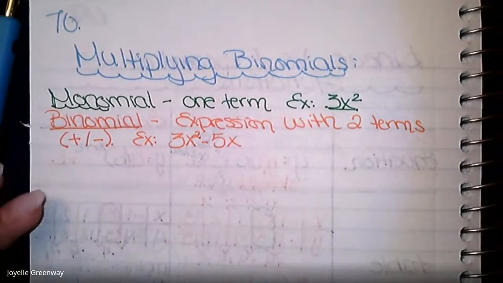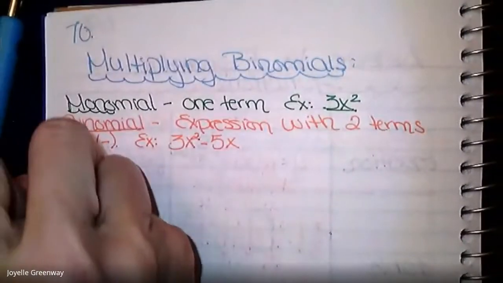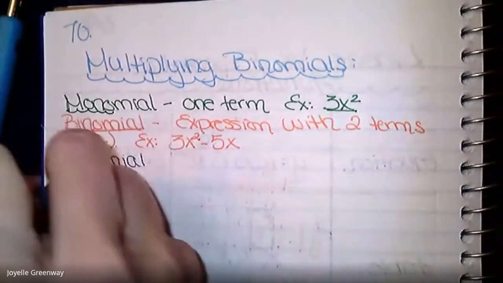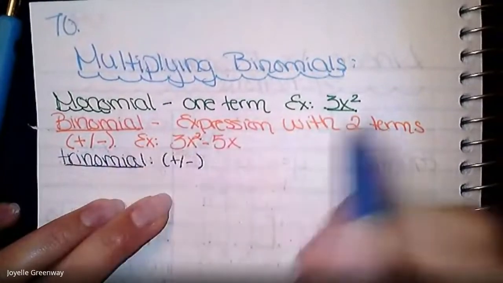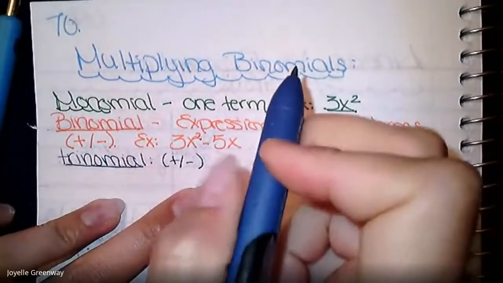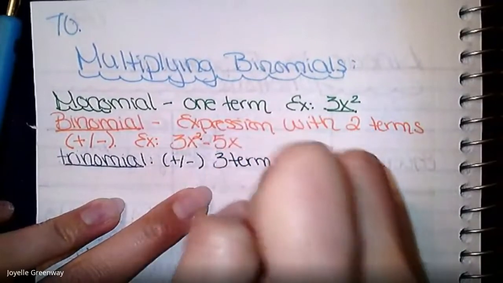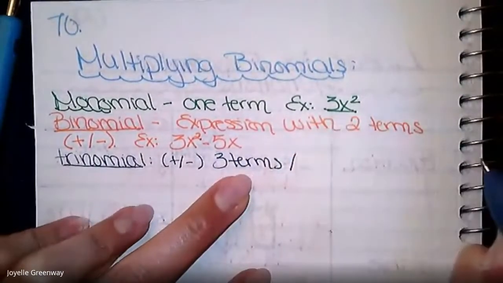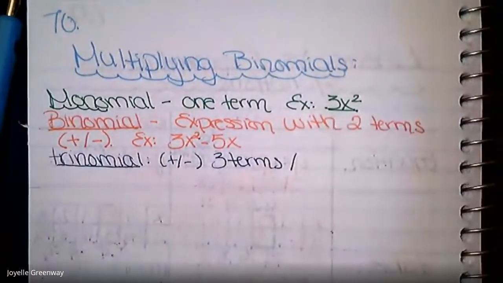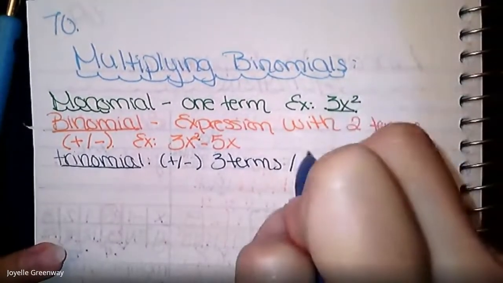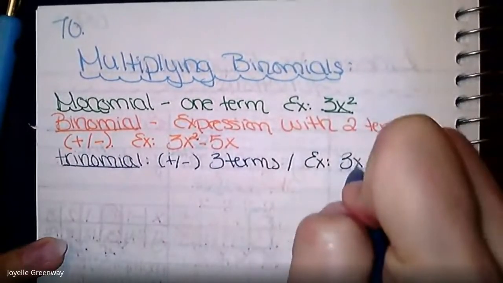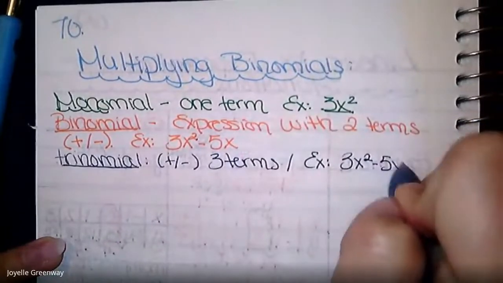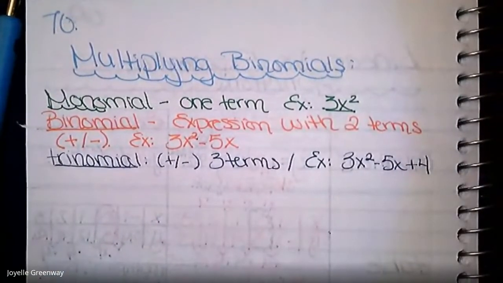Another term that is used frequently is a trinomial. So again, that is the sum or difference of 3 terms. So an expression that has 3 terms, and the terms are either being added or subtracted by each other. So, for example, you could have your 3x squared minus 5x plus 4. So that is an example of a trinomial.